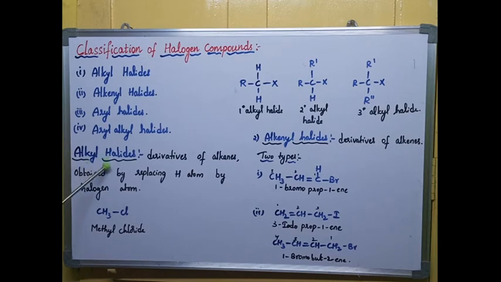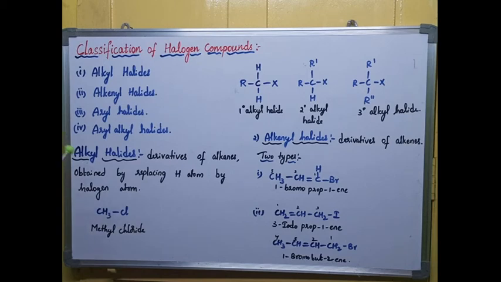Alkyl halides are the derivatives obtained from the alkanes. That means in alkanes, if we replace one hydrogen atom with a halogen group, it is called an alkyl halide. For example, we know methane. Methane is CH4. From CH4, I remove one hydrogen and add Cl. I get methyl chloride. This is called alkyl chloride, an alkyl halide.